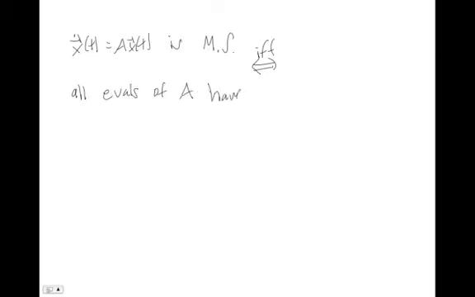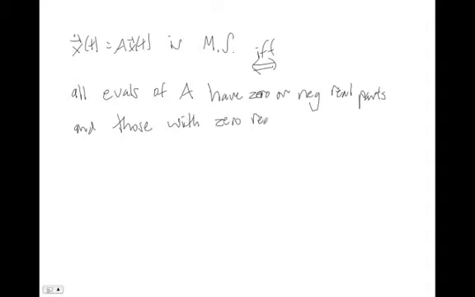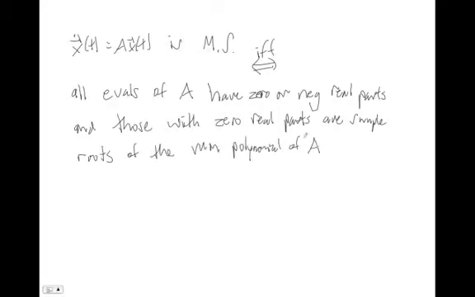Now, what does it mean to be marginally stable? So we say that this equation, x dot of t equals A x of t, is marginally stable if and only if, so this is the two-way arrow, all eigenvalues of A have zero or negative real parts, and those with zero real parts are simple roots of the minimal polynomial of A. So what does this mean to us in some language that we can actually try and remember?